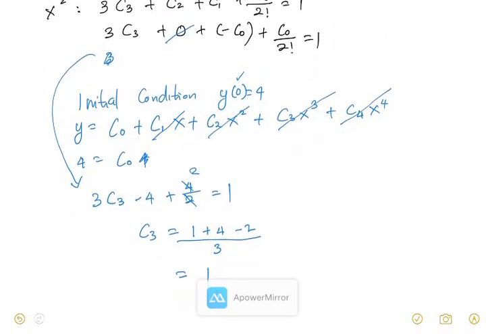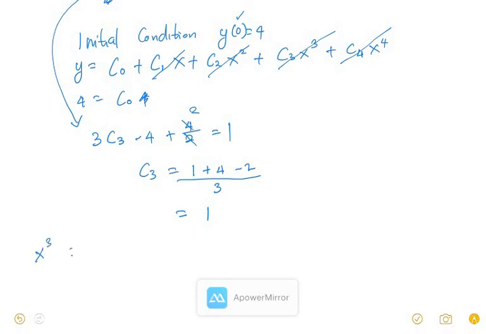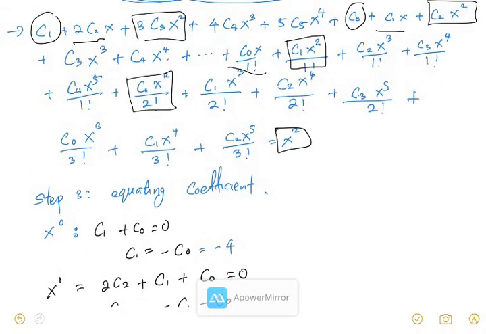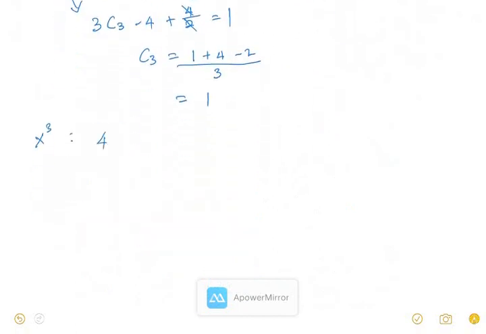Okay, after you find x power of 2, you can find x power of 3. X power of 3 is just simply this one, and also this one, and this one. Okay, so 4c4 plus c3 plus c2 plus c1 over 2 factorial, and then plus c0 over 3 factorial. Okay, we write it here: c3 plus c2 plus c1 over 2 factorial plus c0 over 3 factorial equal to 0.